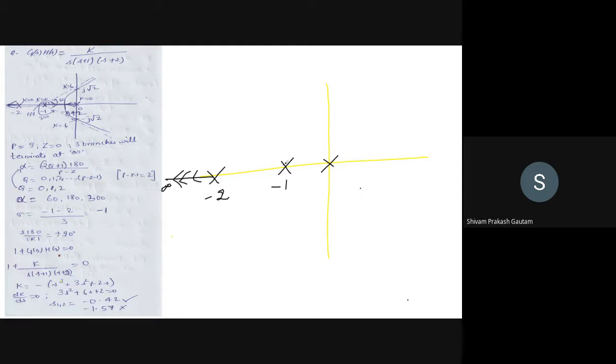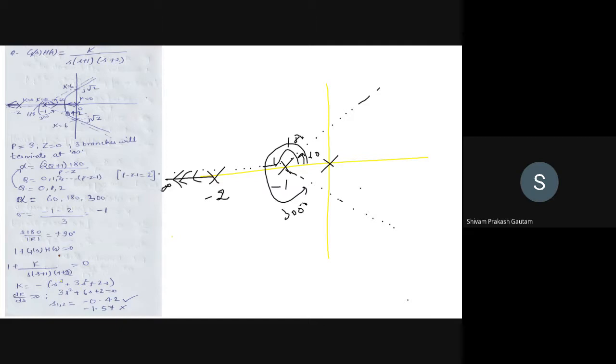60 means this is -1, this is the 60 degree angle, this is -1, this is the 180 angle, and 270 will be, sorry, 300 will be, this will be the 300 angle. I have just drawn roughly, so do not worry. So this is angle 60, this is 180 and this whole is 300 degrees, right?